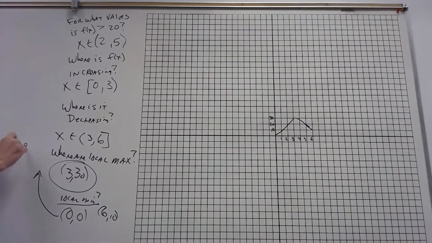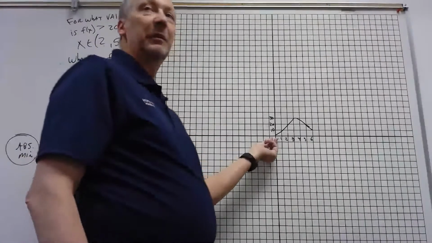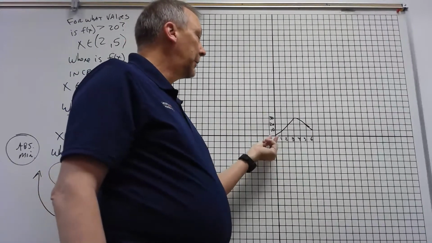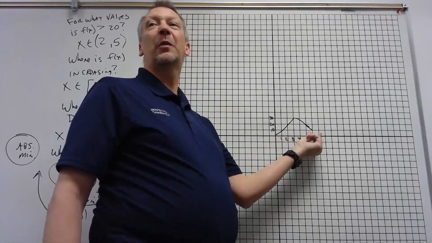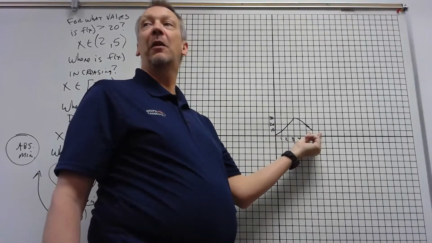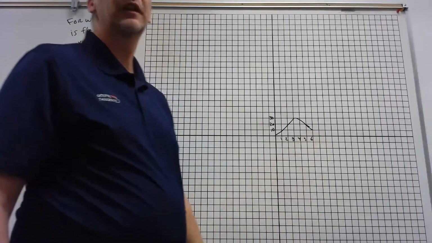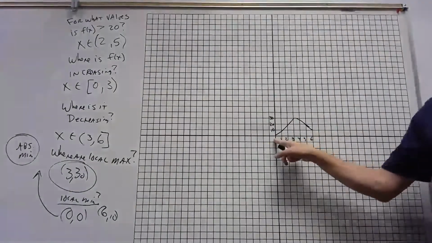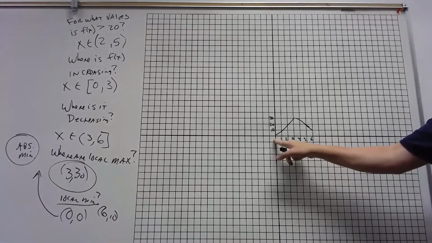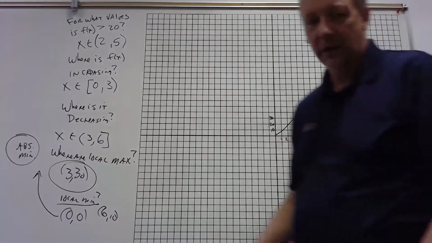the absolute minimum. Okay, so 0, 0 is special in that it's a local minimum in the local area, but it's also the lowest point on the graph. But this is also the lowest point in the local area. So we're going to call both of those local minimums. Okay? So we've got 2 local minimums. We've only got 1 absolute minimum though. Okay? Does that make sense? All right.